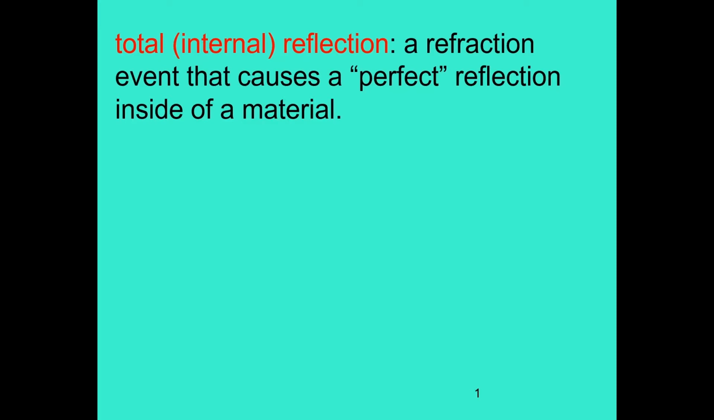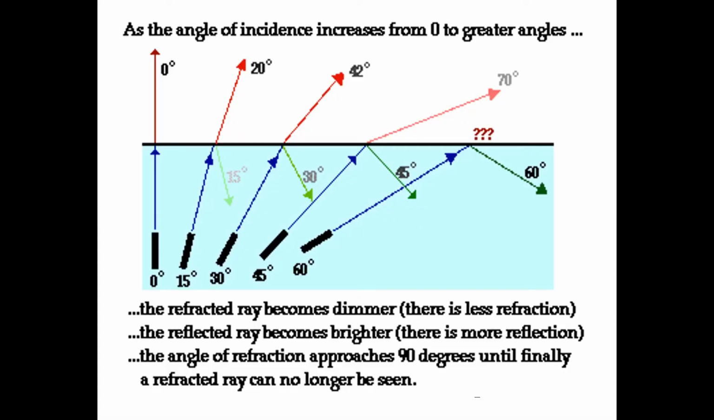Today we're going to look at total internal reflection, an important technology associated with it, and a natural phenomena associated with it. To start, total internal reflection: a refraction event that causes a perfect reflection inside of a material. That's for your notes. Pause if you need to. So it's called reflection, but it's a refraction event.